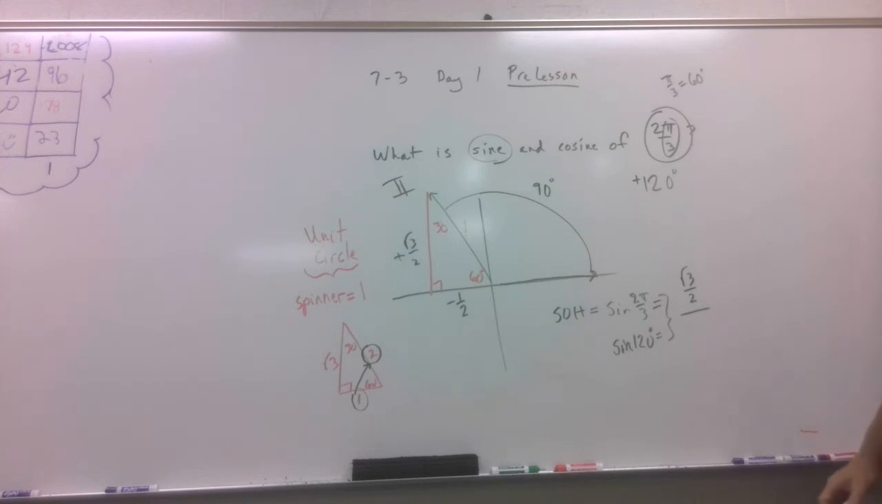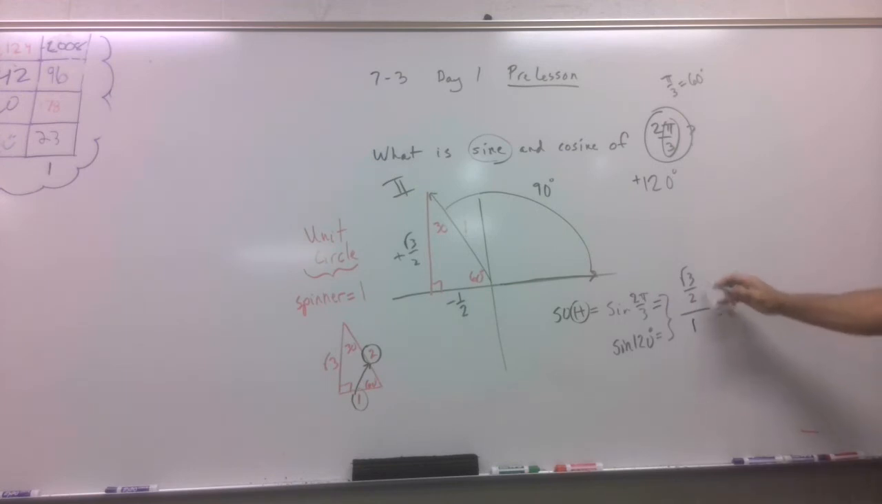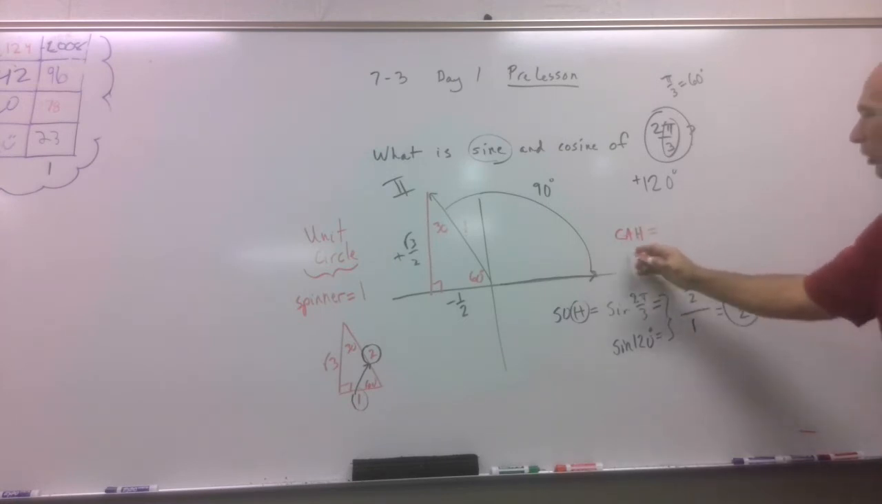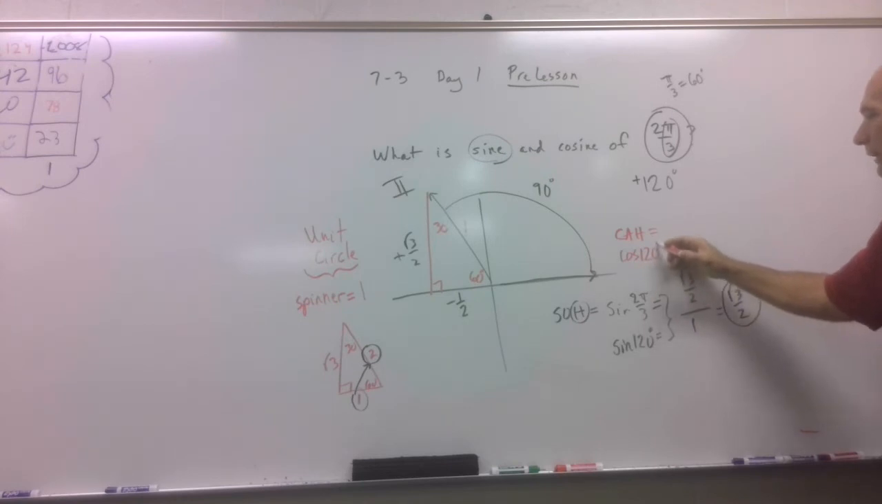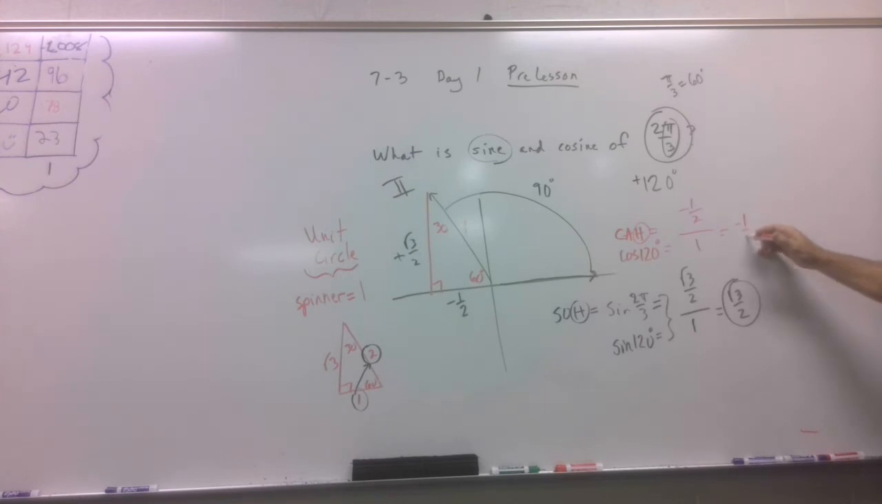Now, watch this. What's the hypotenuse? 1. What's anything divided by 1? Itself. So there's sine. Okay? Now what about cosine? Do that in red here. Cosine is adjacent over hypotenuse. So I'm finding cosine of 120 degrees, and I know my adjacent side is negative 1/2. My hypotenuse is 1. Anything divided by 1 is just itself. So there's my answer for cosine. There's my answer for sine. So you're going to be getting quite a bit of that.